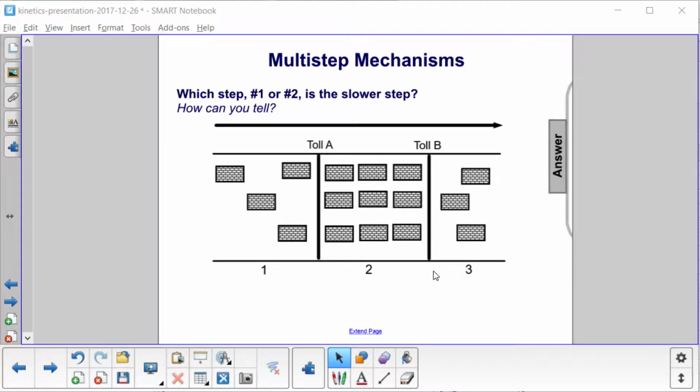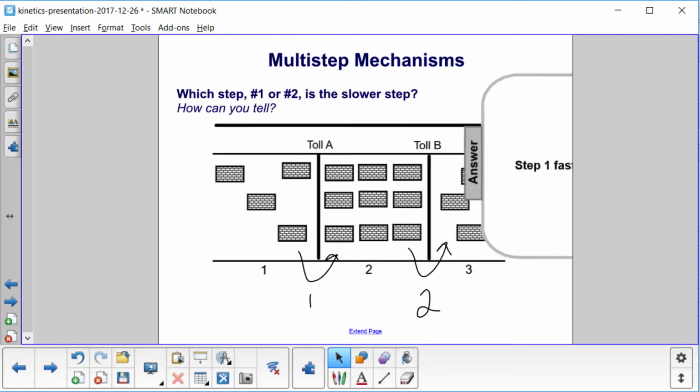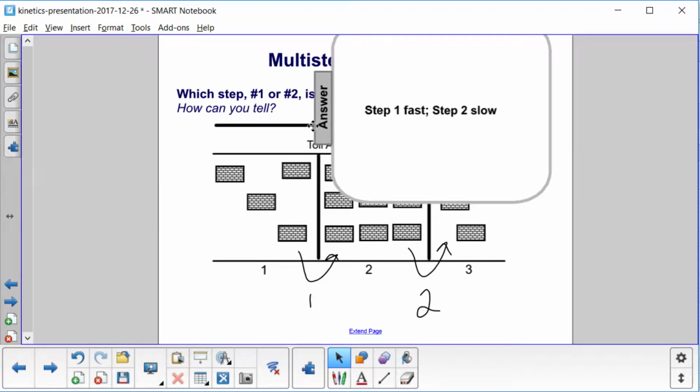represented by toll B. So to go from here to here is the slow step. If from here to here is step 1, and from here to here is step 2, step 2 is the slower step. So step 1 is fast, step 2 is slow.